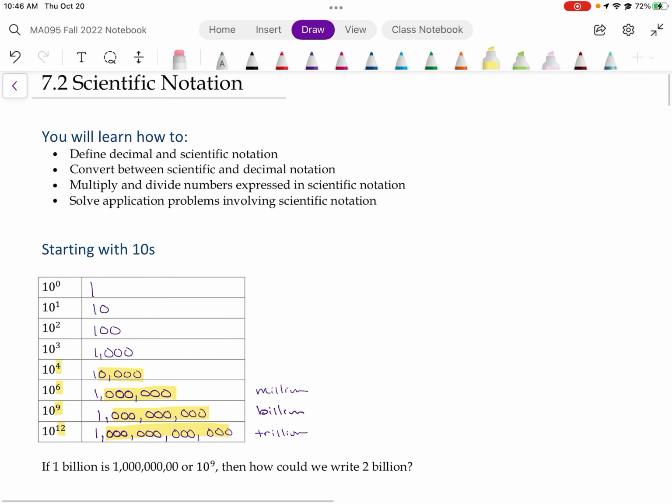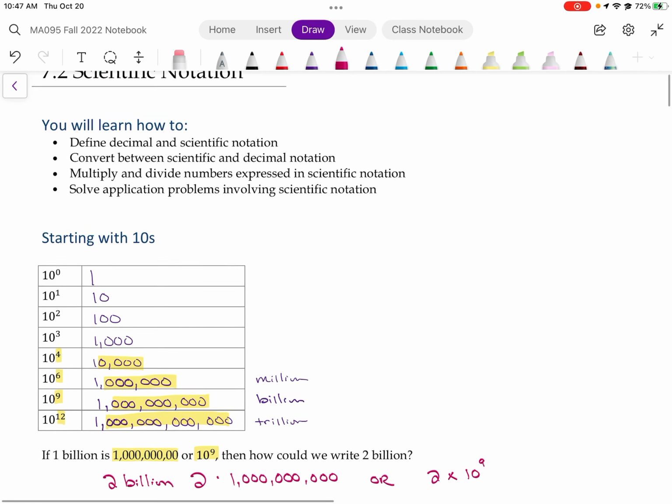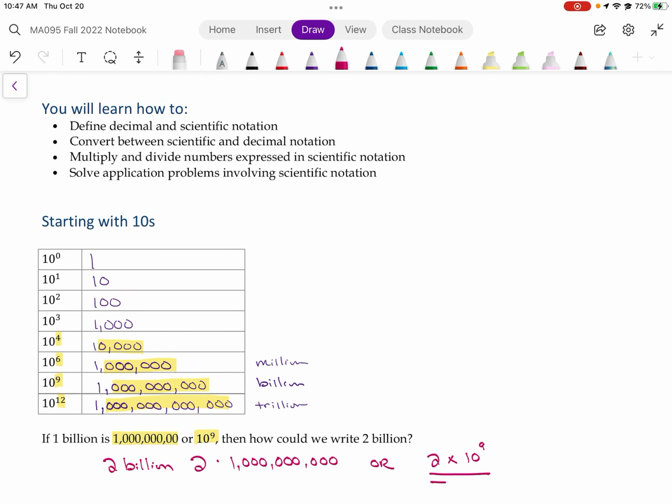All right, so if 1 billion is written like that, how could we write 2 billion? So 2 billion is, of course, 2 times 1 billion. But, writing all those zeros, why would we want to do that? So let's try doing it with scientific notation. And we are going to say 2 times 10 to the, what is a billion? It's 10 to the 9. Okay, so 2 billion is 2 with 9 zeros, or 2 times 1 billion, or 2 times 10 to the 9.